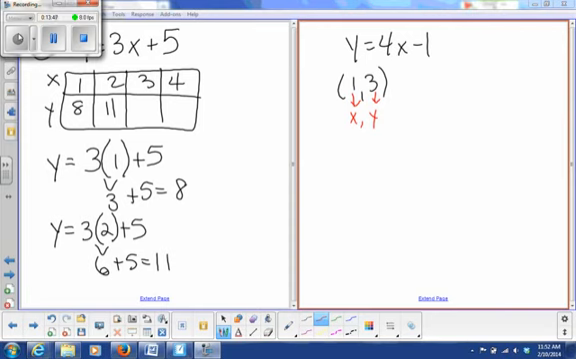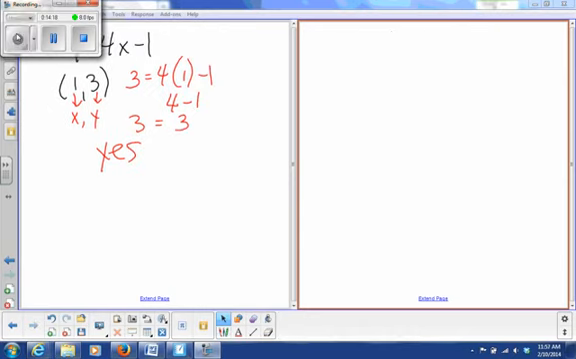Now it wants to know if this is true or not. So what I need to do is plug in the numbers. y is 3, right? So 3 equals 4 times the x, which is 1, minus 1. 4 times 1 is 4, minus 1 is 3. Does 3 equal 3? The answer is yes, it's true. Take a look at number 6. Do number 6 on your board.